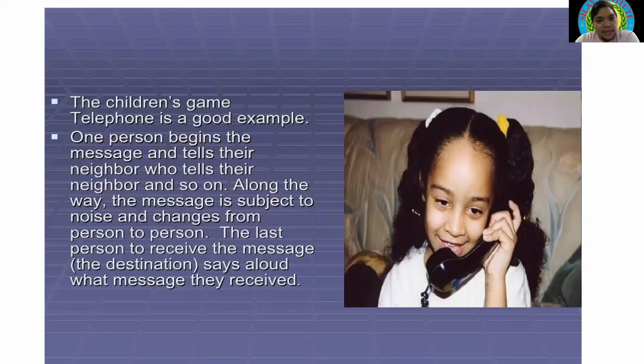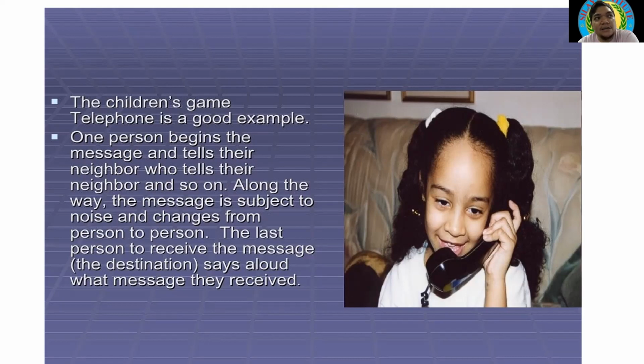Now, the children's game telephone is a good example of how cybernetics was being introduced during that time. A person begins with a message and tells their neighbor, who tells their neighbor, and it goes on and on. Along the way, the message is subject to noise and changes from person to person. The last person to receive the message, the destination, says aloud what message they received. Usually, we use this pass-the-message game as an icebreaker in some of our activities, or even in team buildings. So that's a classic example of transferring information from one person to the endpoint of information.